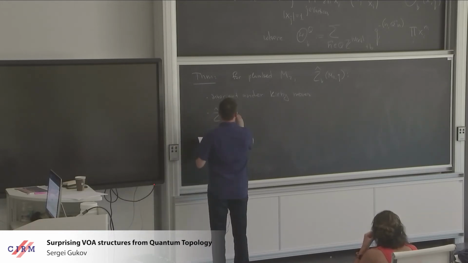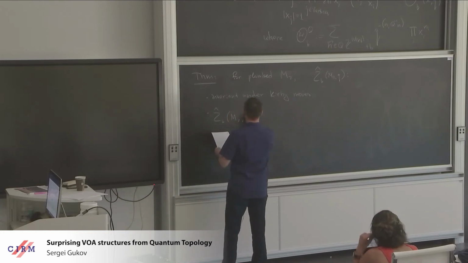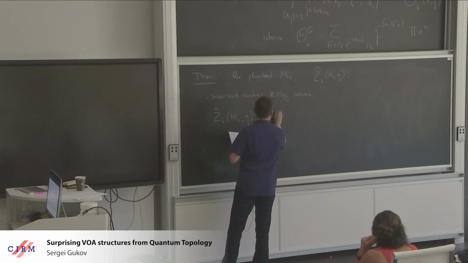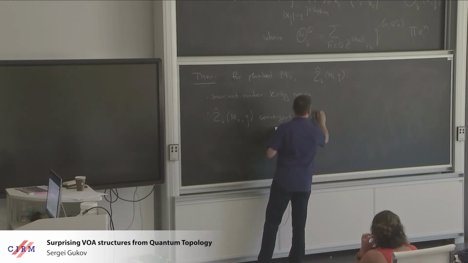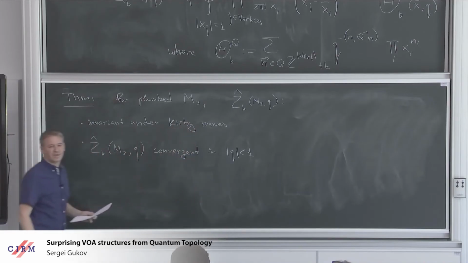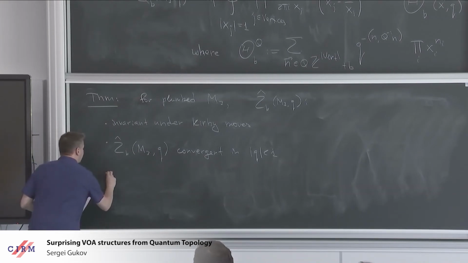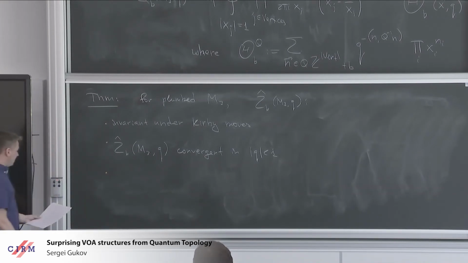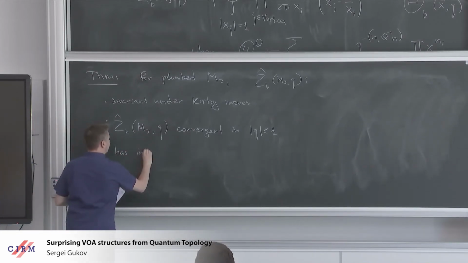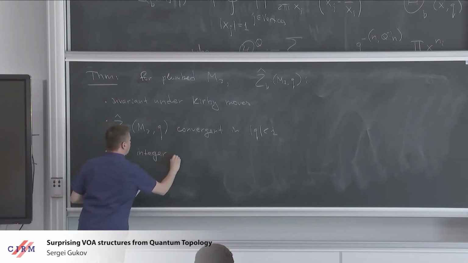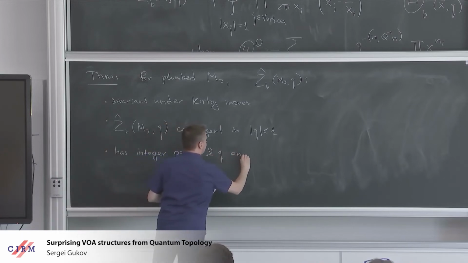It's easy to see that at least for plumbings, and here the word plumbing is important, it's convergent in Q inside the unit disk. This is a relatively easy exercise. You can do, for example, a ratio test or another check and then see that. More importantly, this object has integer powers of Q and also integer coefficients.